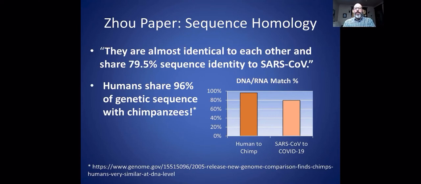Now, 80% may sound like a lot, but I did some digging and found that humans share 96%, so 16% more of their genetic sequence, with chimpanzees. So if you were to say that 80% sequence identity means that it's a coronavirus, well, you'd be saying that if you had a DNA sample from me and compared it to chimpanzee sequences, you would say that I was a chimpanzee, which clearly I am not.